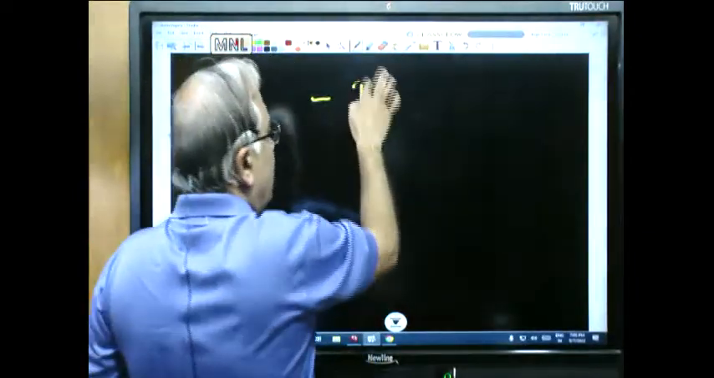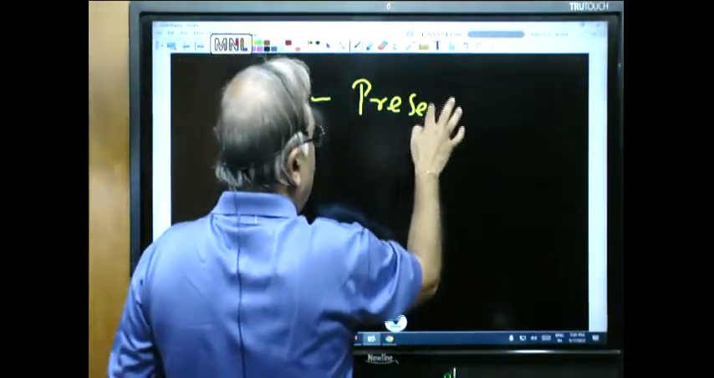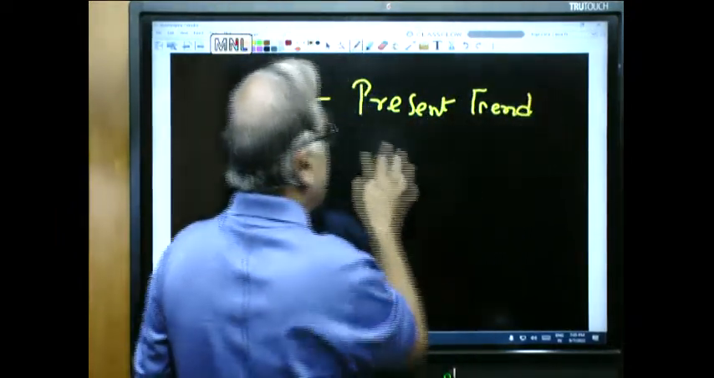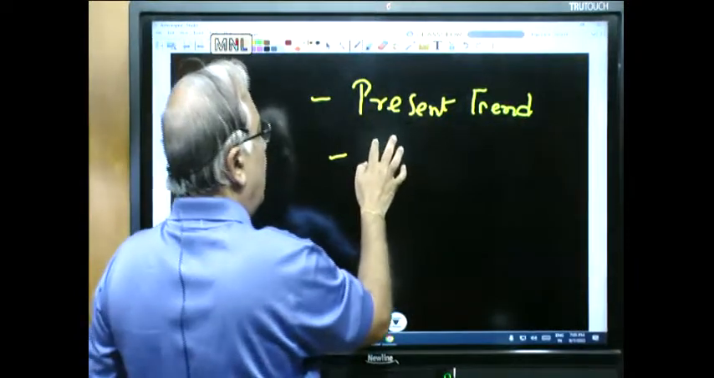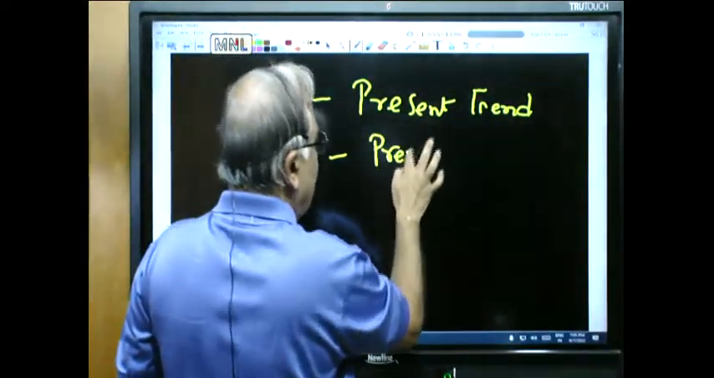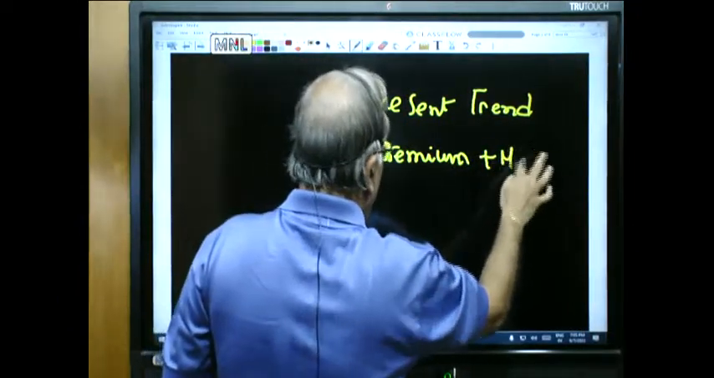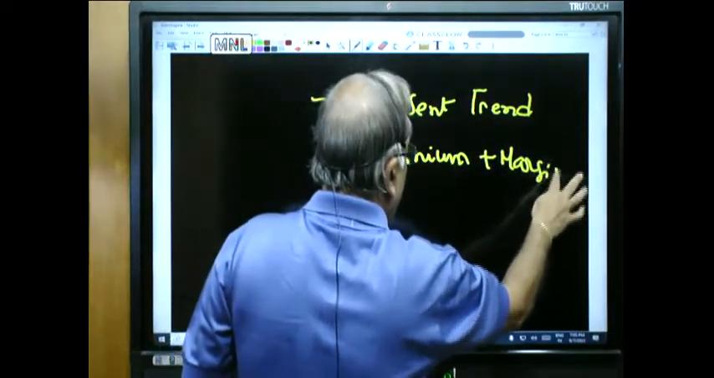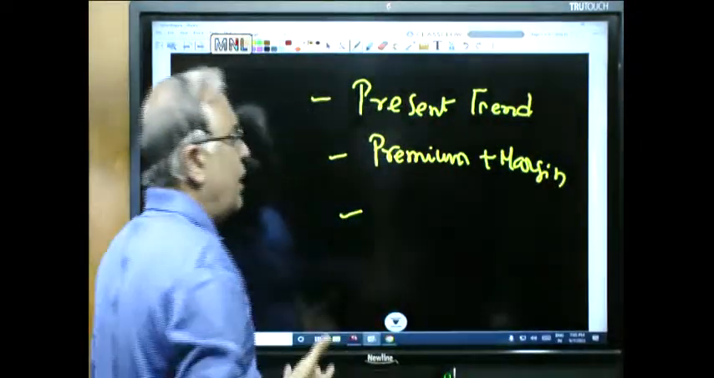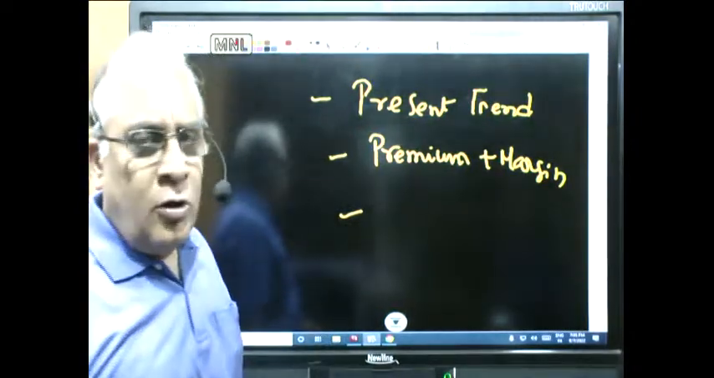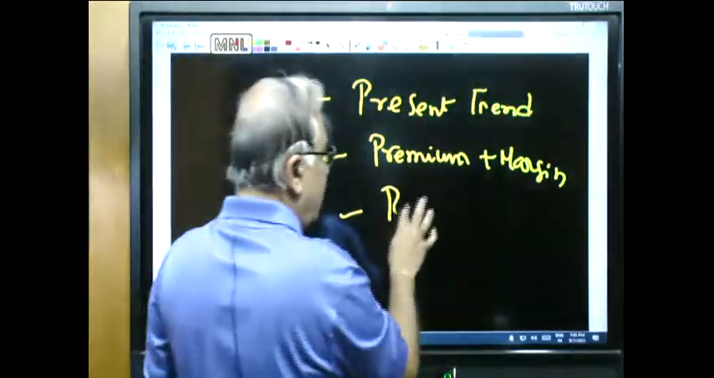Okay, so the option structures will depend on the present trend in the market. So that also you should know, the present trend. Then the premium or the margin that is required for doing any option, the resources that are required. And the third thing is having done a particular option structure which matches your risk appetite.